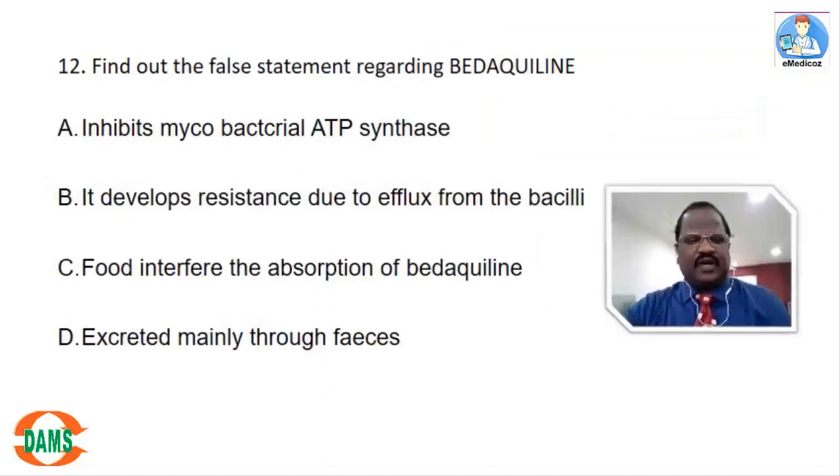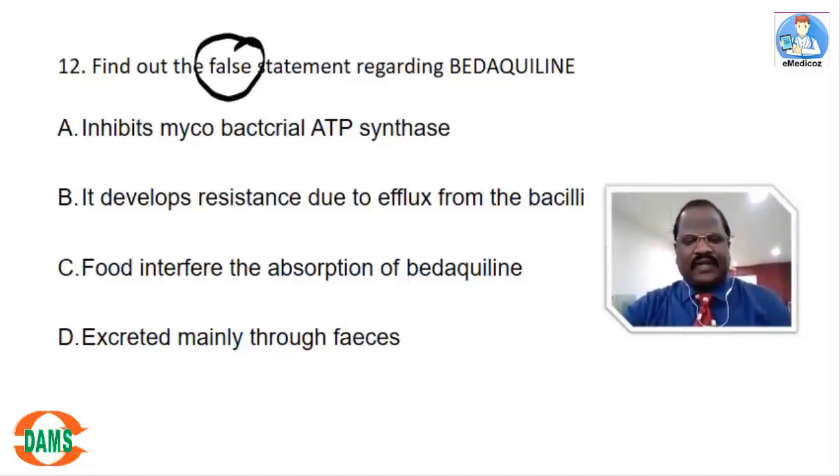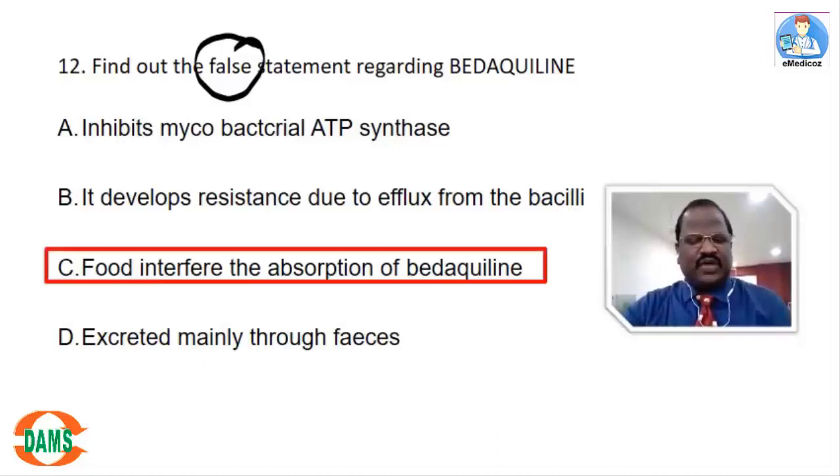Question number 12. Find out the false statement regarding bedaquiline. Options are: A, inhibits mycobacterial ATP synthase; B, it develops resistance due to efflux from the bacilli; C, food interferes with absorption of bedaquiline; D, excretion mainly through feces. The right answer for the question is option C. Food interfering with absorption of bedaquiline is a false statement. Now we will explain one by one.